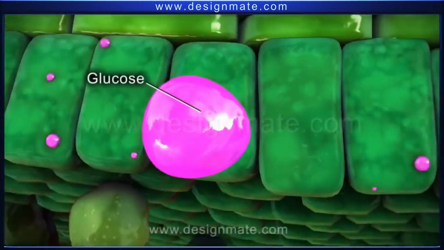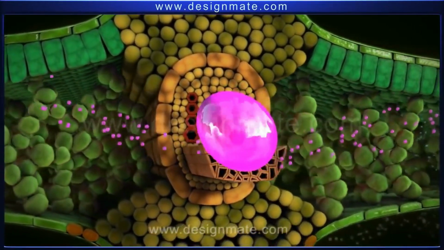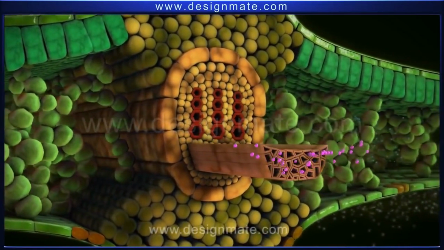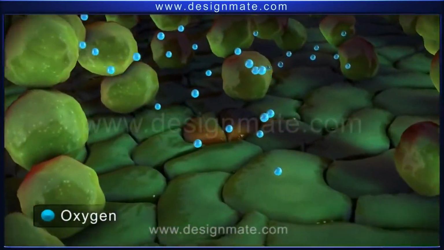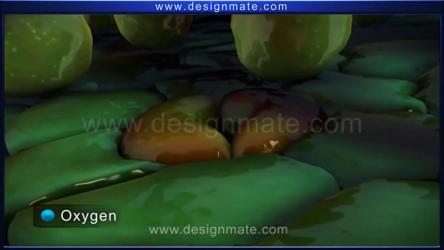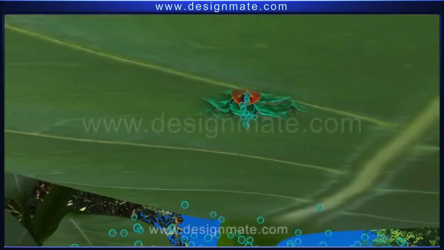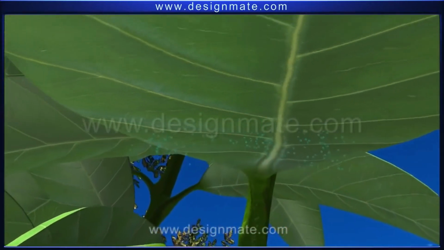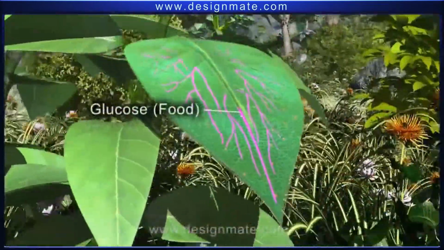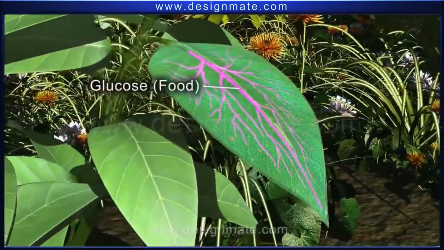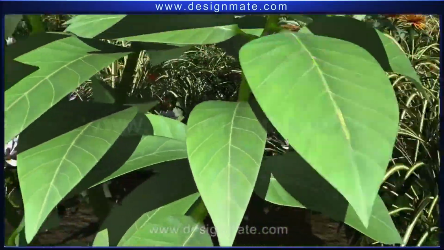The glucose is transported through other specialized tubes to all parts of the plant, aiding in their growth. The oxygen present in these air spaces diffuses out through the stomata. So, during photosynthesis, oxygen is given as the life-sustaining gaseous component of the atmosphere, while glucose or food is transported to all parts of the plant and used for growth.